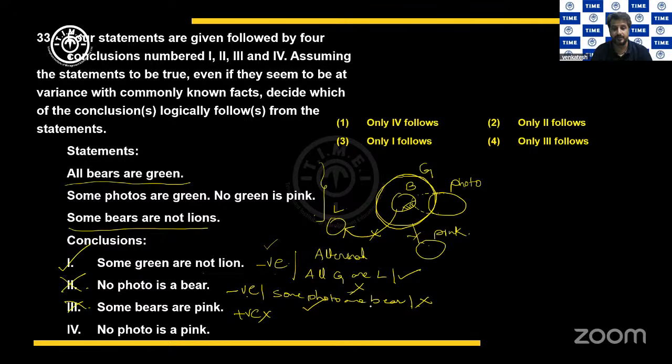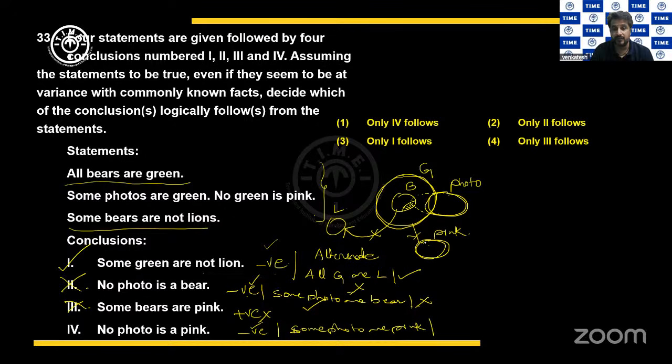No photo is a pink. It is true. Photo is here and pink is here. No photo is a pink is true. When the negative is true, we will go for opposite. What is the opposite? Alternate diagram. So to draw the alternate diagram, we take the opposite. No photo is a pink, opposite pair is some photo or pink.